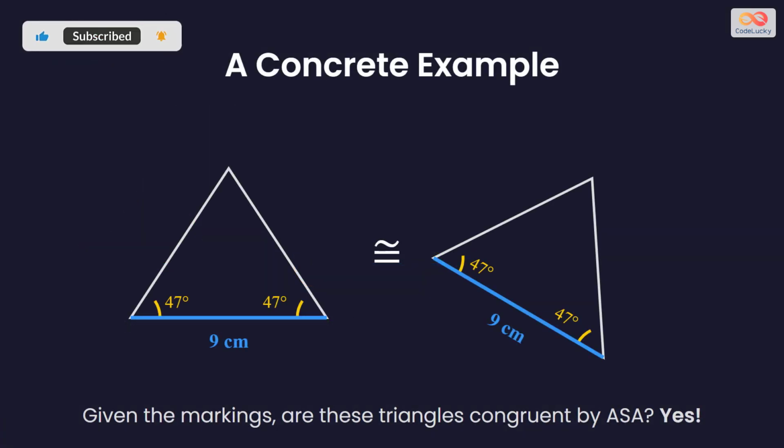Let's look at an example. Both triangles have a 47-degree angle, an adjacent side of 9 centimeters, and another 47-degree angle on the other end of that side. Because the pattern matches the angle-side-angle format, we can confidently say these triangles are congruent.